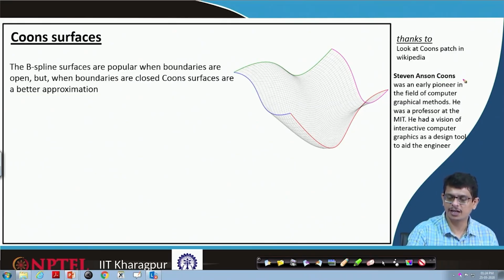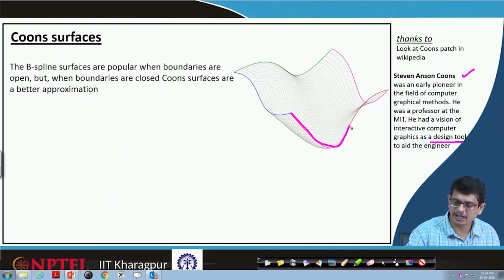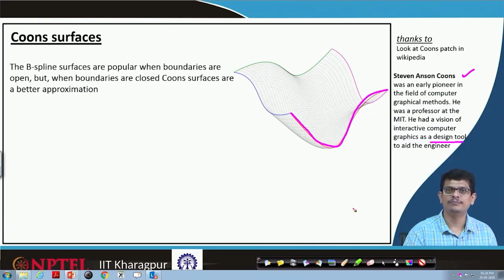Coons is a famous pioneer in the field of computer graphics. He was a professor at MIT and he spent a lot of time constructing design tools for engineers. So, something like here in an abstract sense, we have this curve or the data points on that particular curve, forming boundaries.